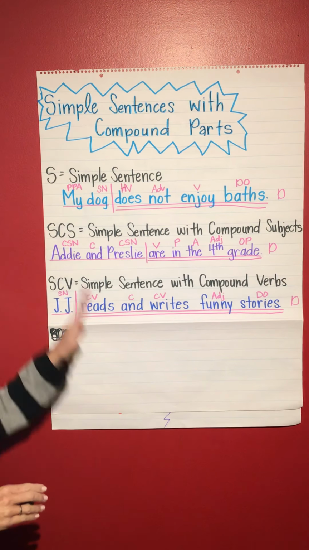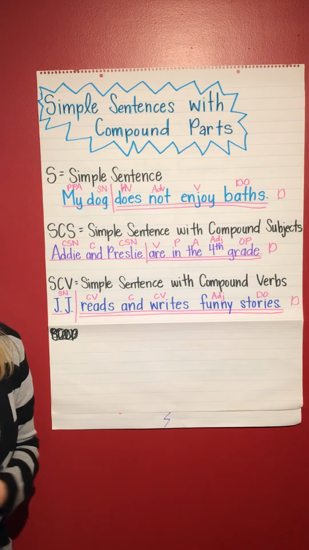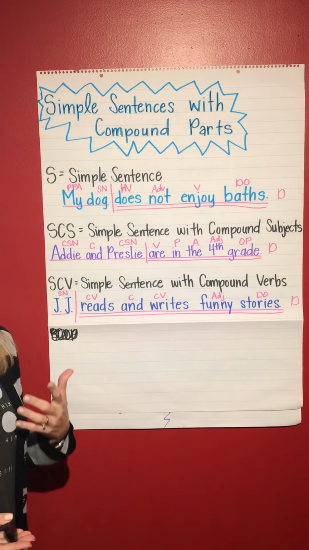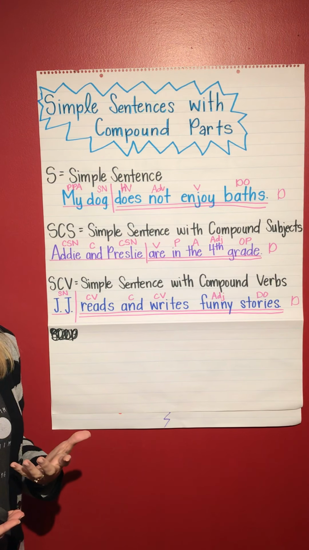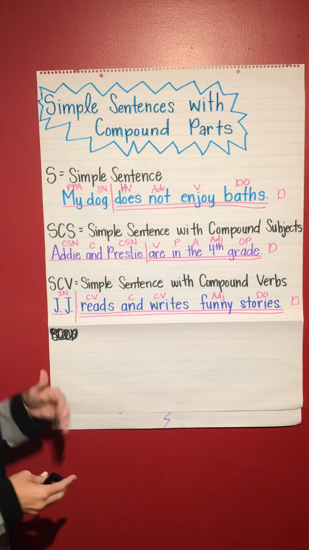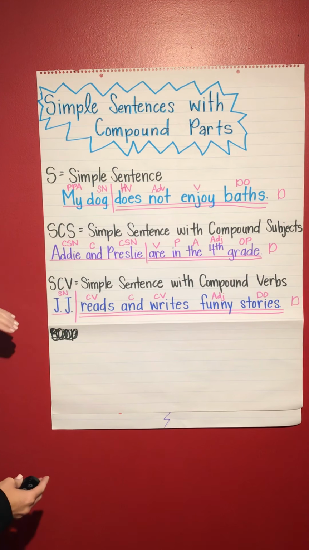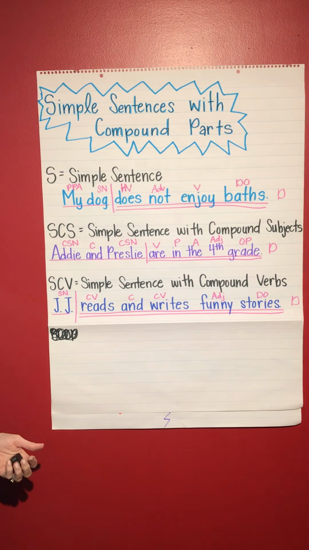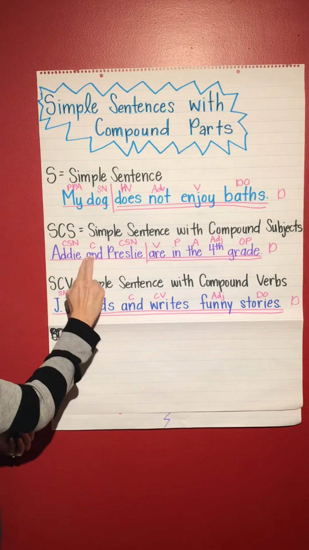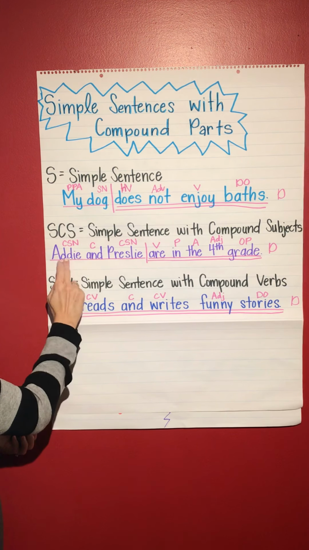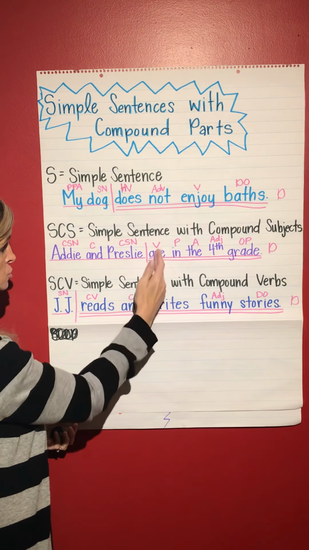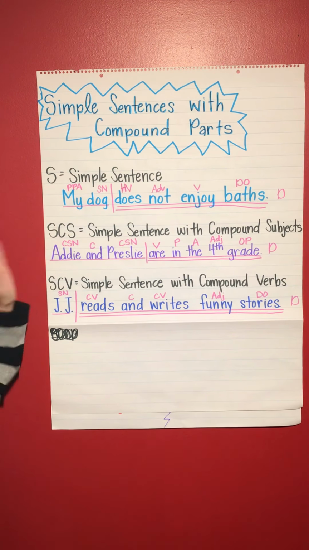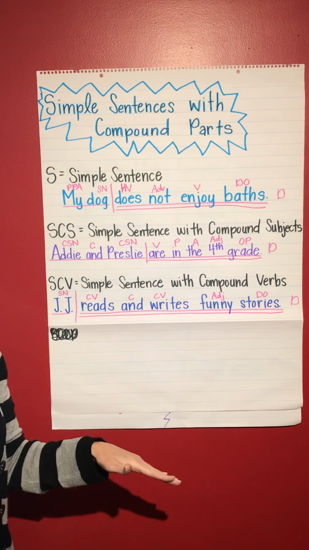A simple sentence with compound subjects has 2 or more subjects in it, but it doesn't have any conjunctions that combine 2 sentences. Here's an example. Addie and Presley are in the 4th grade. You have 2 subjects combined with the conjunction and. Are is your verb, and the rest of this is a prepositional phrase. So this would be a simple sentence with compound subjects.